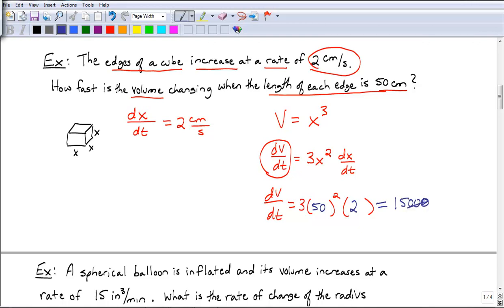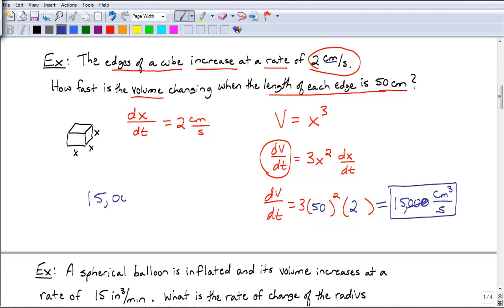Now I got to write down units. What will the units be? Well, notice the top is volume. Centimeters is the edges, so the volume is centimeters cubed. And on the bottom is the time. Notice the times are measured in seconds here. So it's 15,000 centimeters cubed per second.